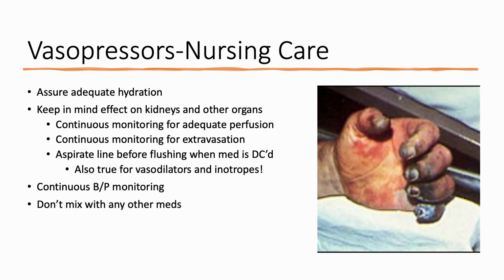You want to continuously monitor your IV site. It's crucial to prevent this complication. You also, as much as possible, want to give vasopressors on a central line. You really shouldn't give it in a peripheral line because of the risk for extravasation. You want to aspirate the line before flushing when the medication is discontinued, to ensure no residual medication remains, as a sudden bolus can cause dangerous spikes in blood pressure.